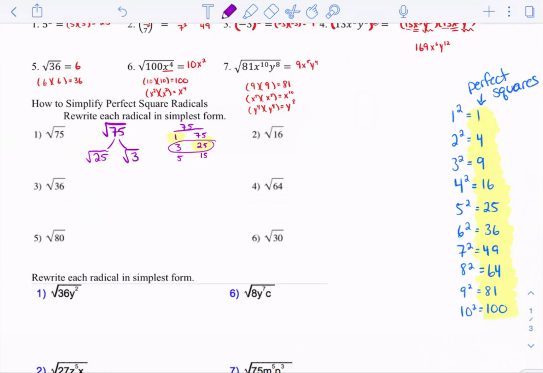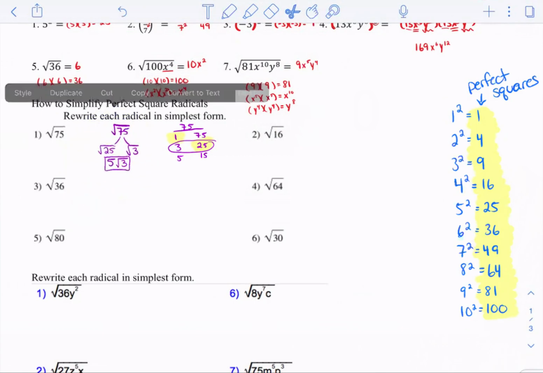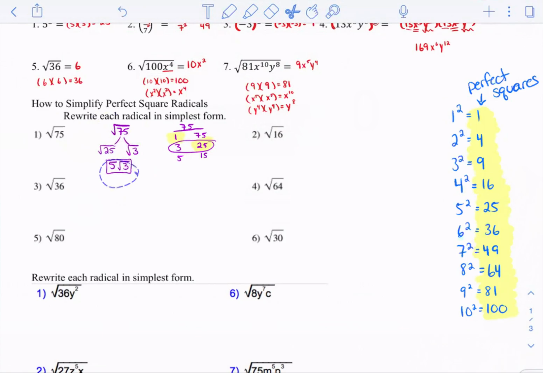Now, what is the square root of 25? If you look right here, what number times itself will give me 25? And that answer is 5. And then the square root of 3 is not a perfect square. So that is my final answer. I'm going to just make this a little bit smaller so I have more room for the rest of the problems. Okay? So that is how you simplify a radical.